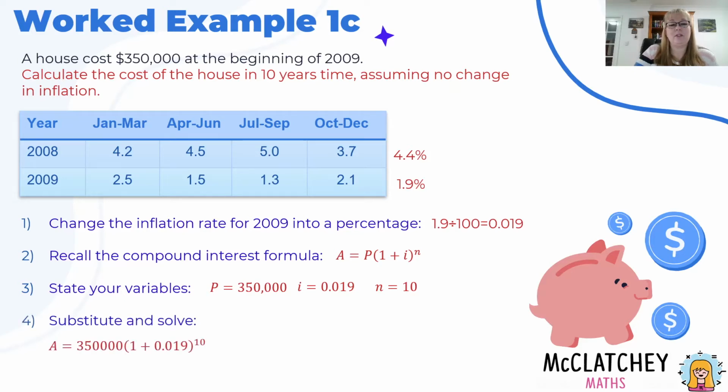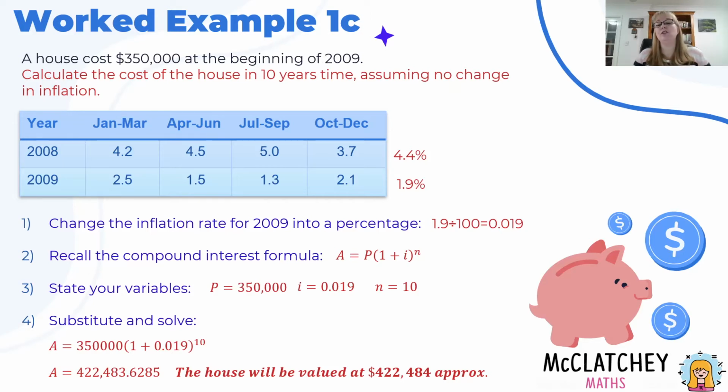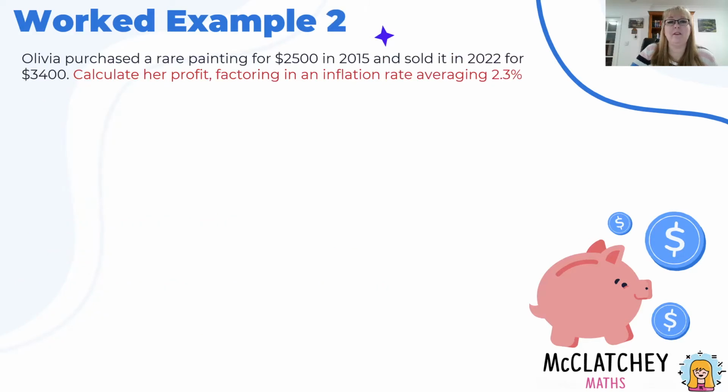Okay, so now we're going to substitute into the formula and solve it. So we need to write a statement. The house will be valued at approximately $422,484. The reason why I've rounded off to whole dollars is because it's such a big amount. You wouldn't be valuing your house with dollars and cents. You'd be valuing it in whole numbers. In fact, chances are they even round it to the nearest thousand. So I'll round it down to the nearest thousand. But it's going to be worth about $422,000 in 10 years' time. Super exciting if you own the house.